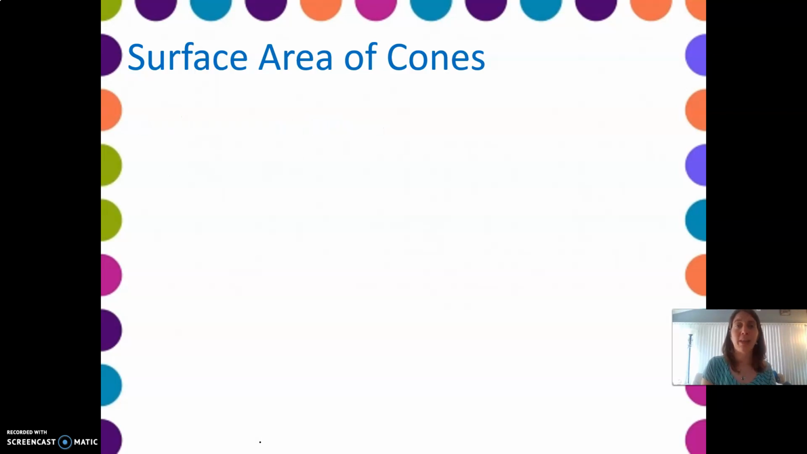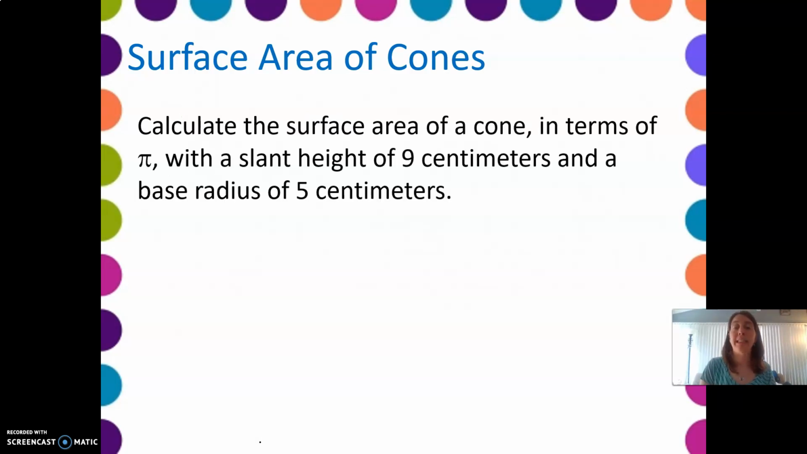Let's look at a question together here. This one I just wrote out in words. It says to calculate the surface area of my cone, we're going to give it in terms of pi again. The slant height of our cone is 9, and the base radius is 5. I'm doing surface area, so I jotted down my surface area formula, pi r l plus pi r squared.